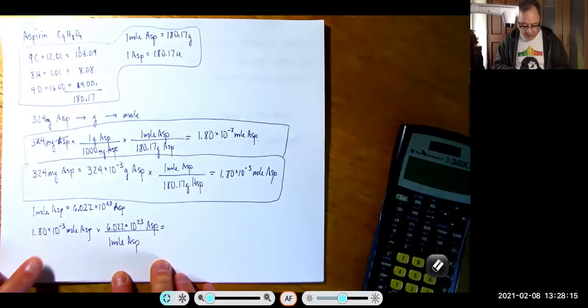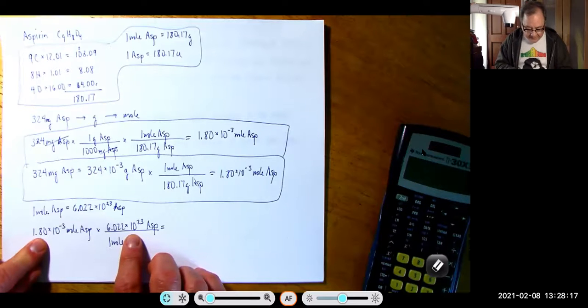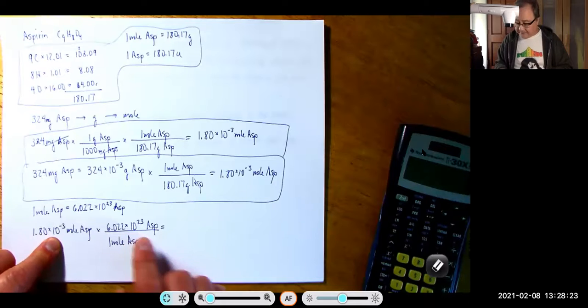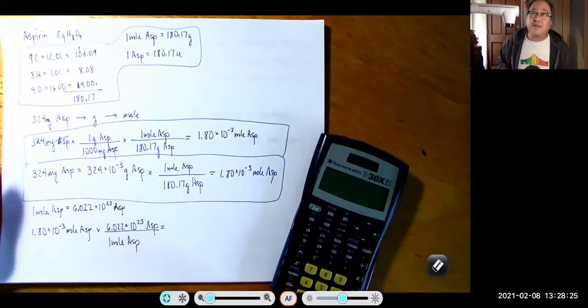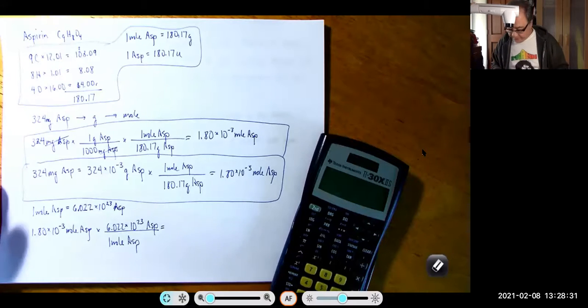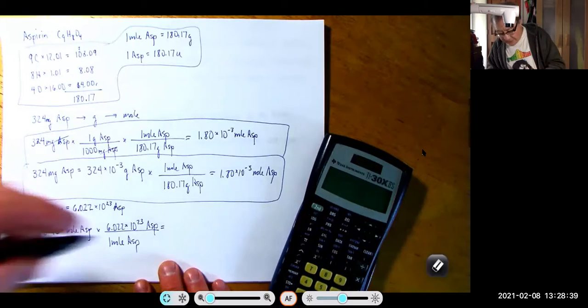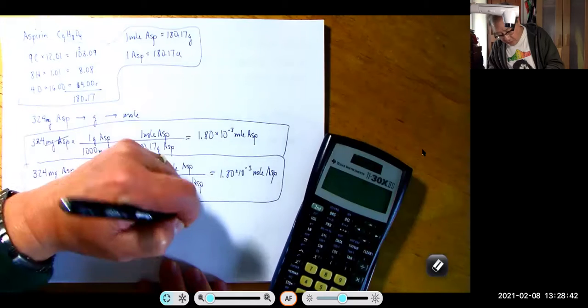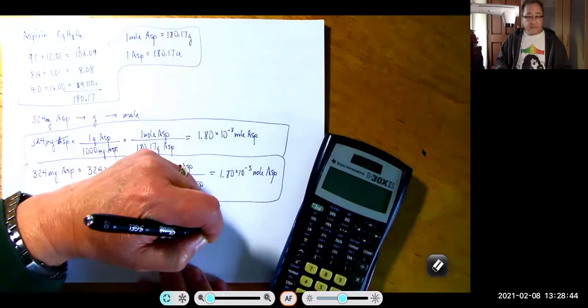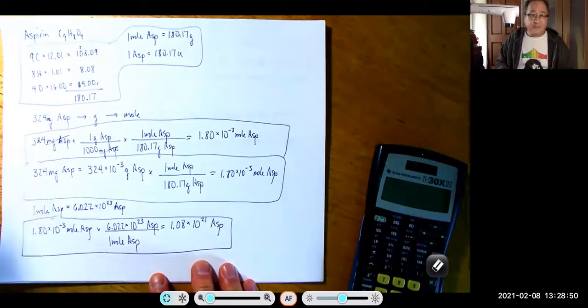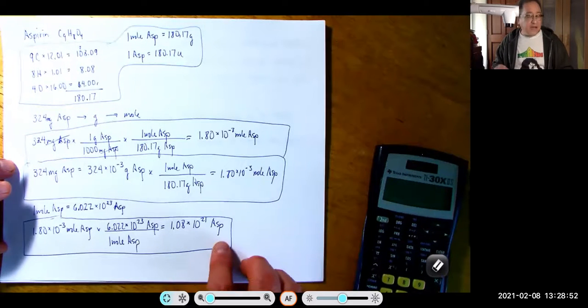You can see we're going to get a really large number, basically 10 times 10 to the 20, something like that. Or 10 times 10 to the 20 would be 1 times 10 to the 21, somewhere in that range. So I get 1.08 times 10 to the 21 aspirin. So, this is the kind of work I'd expect to see for the second part.